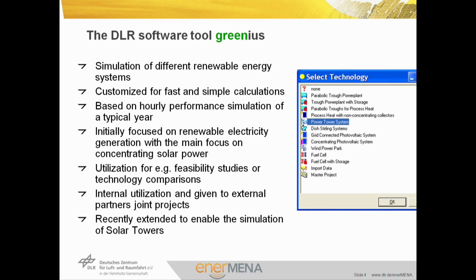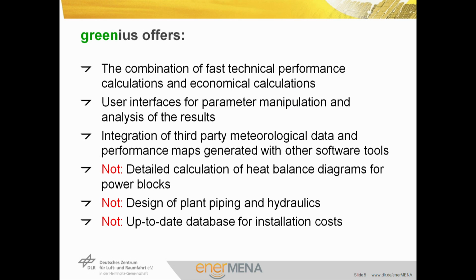Greenius is utilized for feasibility studies or also for technology comparisons. It is used internally at DLR and also given to external partners in joint projects. And the recent extension we have made was to implement the simulation of solar towers. So Greenius offers a combination of fast technical performance calculations and economical calculations. It offers user interfaces for parameter manipulation and analysis of the results. You may integrate third-party meteorological data and performance maps generated with other software tools.